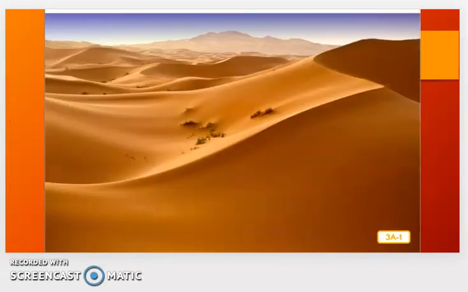So this is a picture of the habitat we're looking at today, and as we can see, it's clearly very different from the Arctic habitats we talked about last lesson. So this is a picture of the desert.